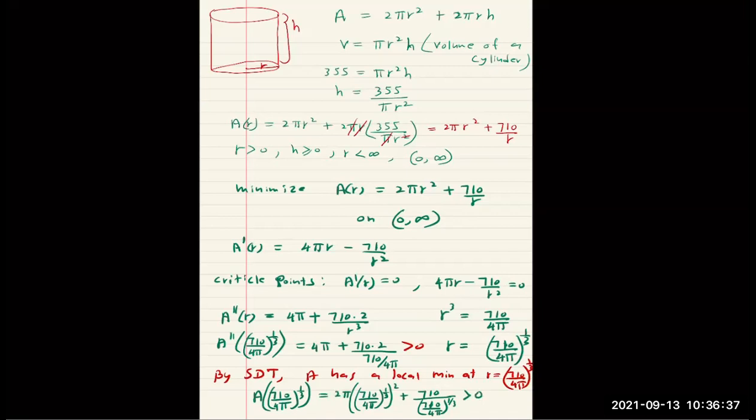Okay, we are not done yet because we have two open endpoints. That means we need to find the limit as R approaches 0 from the right hand side and the limit as R approaches infinity. Let's find those to finish this up.